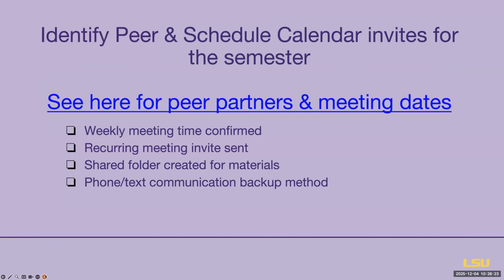Once you've chosen your partner, confirm your weekly meeting time for the full year. Create a shared folder where you can exchange drafts and resources. Decide how you'll communicate if a meeting needs to be rescheduled. Email, text, GroupMe, whatever works for both of you. Having this structure in place early sets the tone for the entire Research to Practice experience.